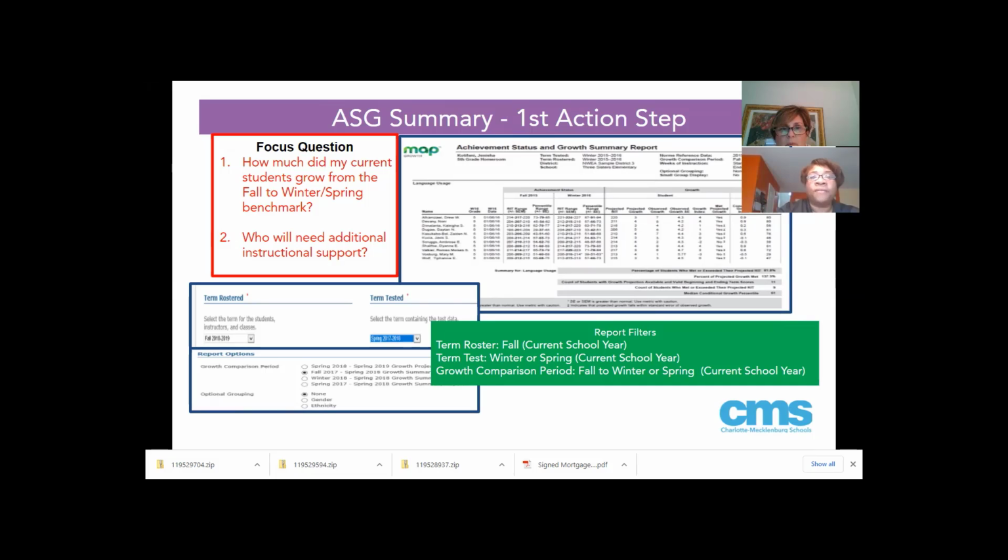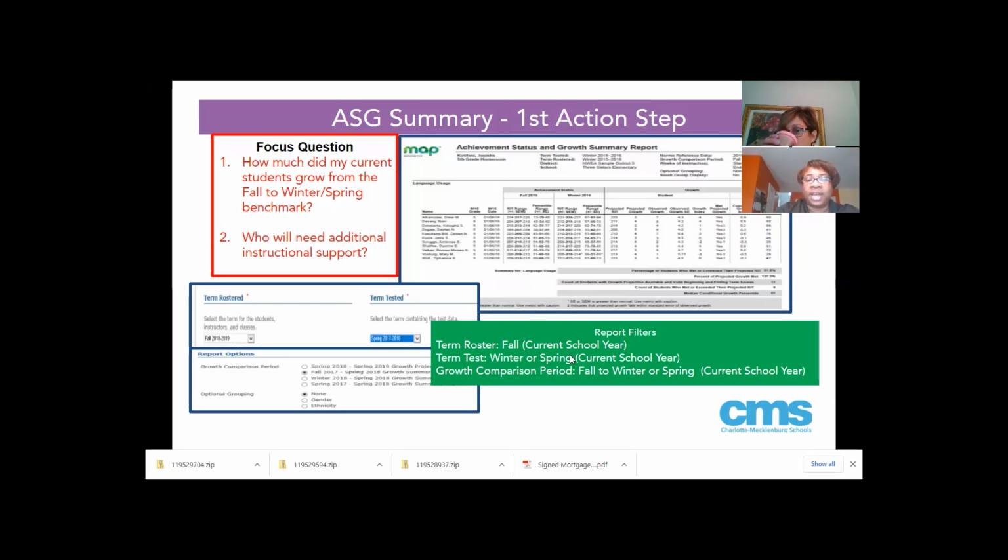So the report that we want to pull at this point in the year to monitor whether our students are growing in our class, where I am getting that growth, and who might need additional support, is the Achievement, Status, and Growth Summary Report. And you can see that here. Again, this report you can get in projections form, in summary, and you can see it in quad. We're going to look at the summary form.